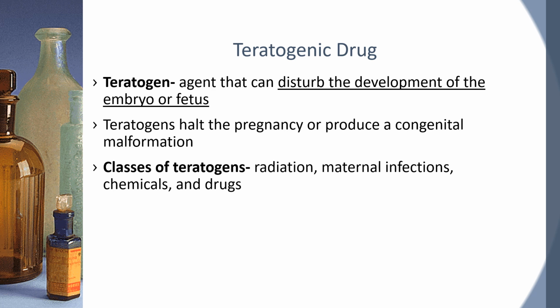A teratogen is an agent that disturbs the development of an embryo or fetus. Any type of drug like this halts the pregnancy or can produce a congenital malformation. They actually classify these as radiation, infection, chemical, or related to drug ingestion.